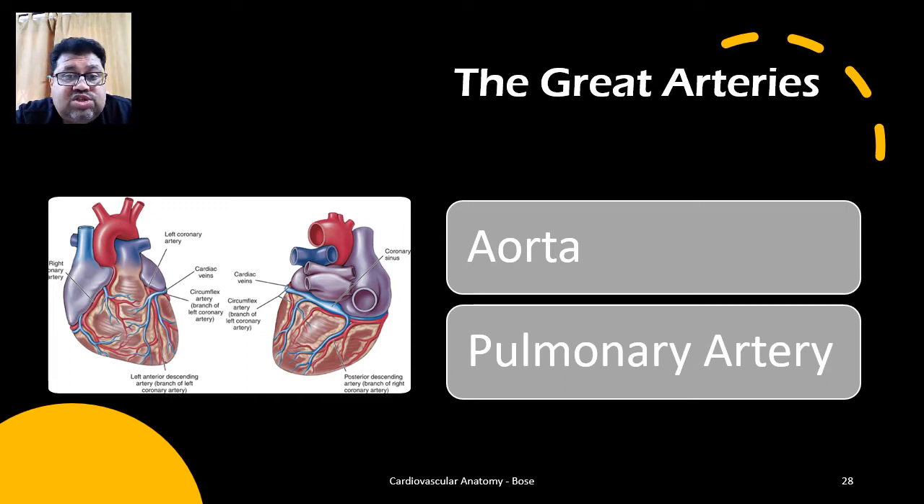Three branches typically arise from the upper aspect of the arch of the aorta. So as the aorta goes up and arches, there would be about three branches from there, and these are called the brachiocephalic trunk, also called the innominate artery, the left common carotid artery, and the left subclavian.